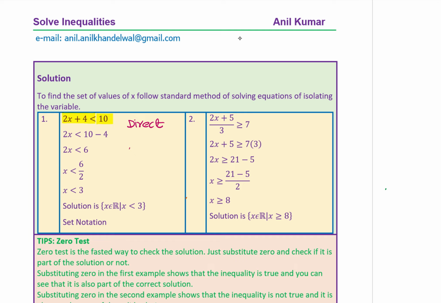So instead of showing this step, we did as shown here, x less than 6 by 2. It really means divide by 2 on both sides. And you get your result, which is x is less than 3. Is that clear to you?